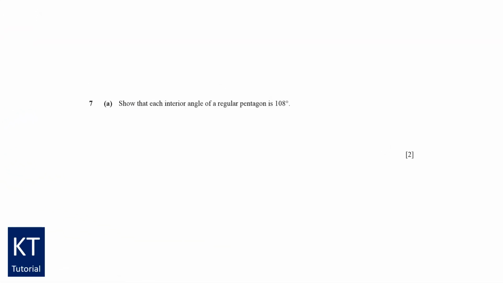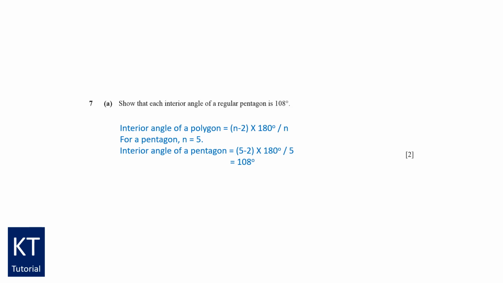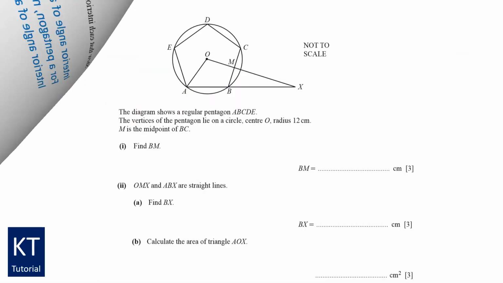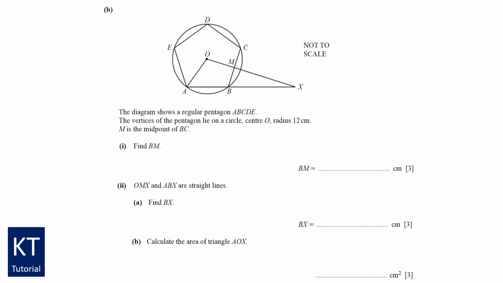Question 7. Show that each interior angle of a regular pentagon is 108 degrees. You can show this by applying the given formula. Question 7b. The diagram shows a regular pentagon ABCDE, and the vertices of the pentagon lie on the circle with center O and radius 12 cm. M is the midpoint of BC. Find BM. Angle OBM is half of its internal angle. Knowing that cos 54 degrees is equal to BM over 12, we can solve for BM.